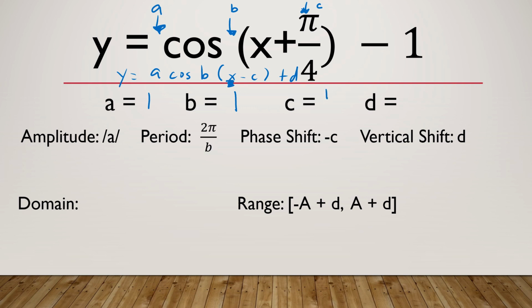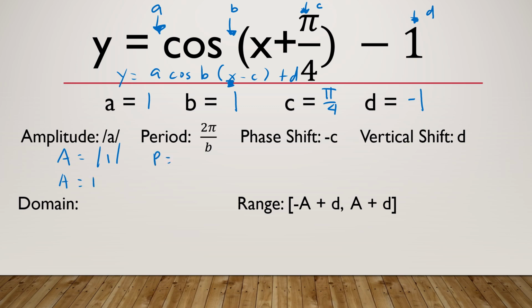And that is pi over 4. For your D, this is your D. And that is negative 1. After identifying the values of A, B, C, and D, we're going to identify the value of amplitude. For amplitude, we have the absolute value of A. Your A is equal to 1. So therefore, instead of writing A, we're going to write 1. So therefore, the absolute value of 1 is equal to 1.